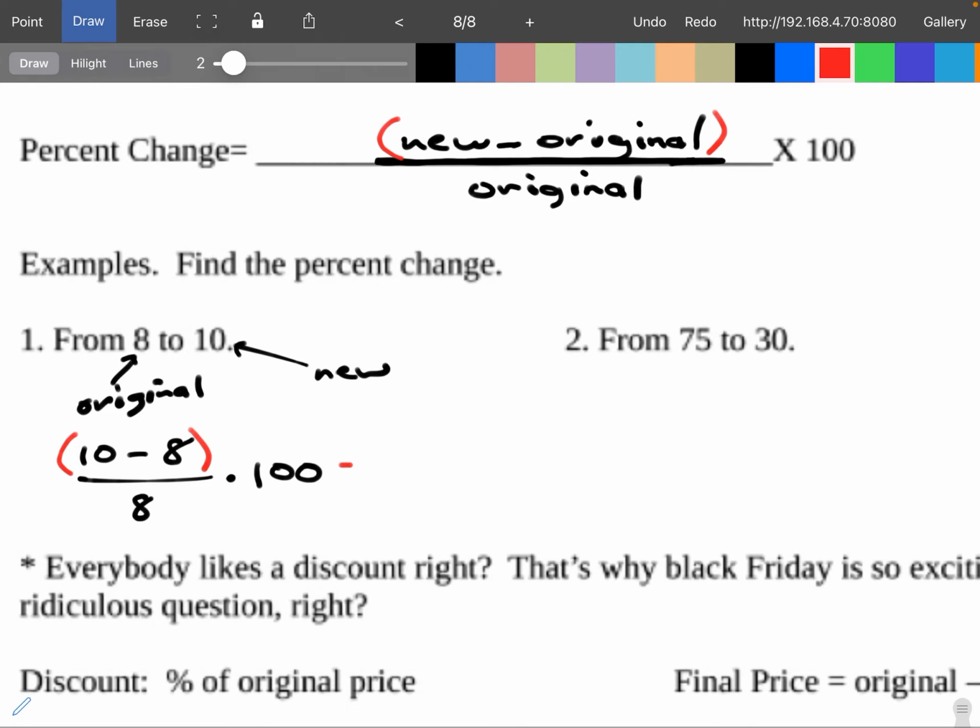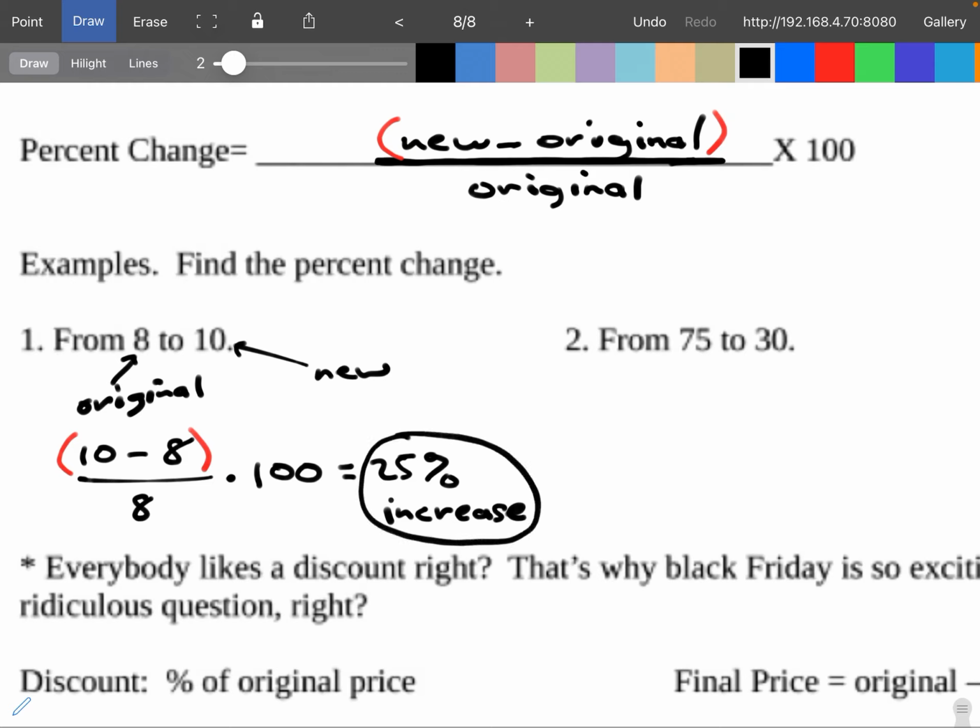Does anybody have calculators? What did you guys get? 25%. Yeah, you should get 25%. So it's 25%. And since it increased from 8 to 10, it's a percent increase. So it's a 25% increase.